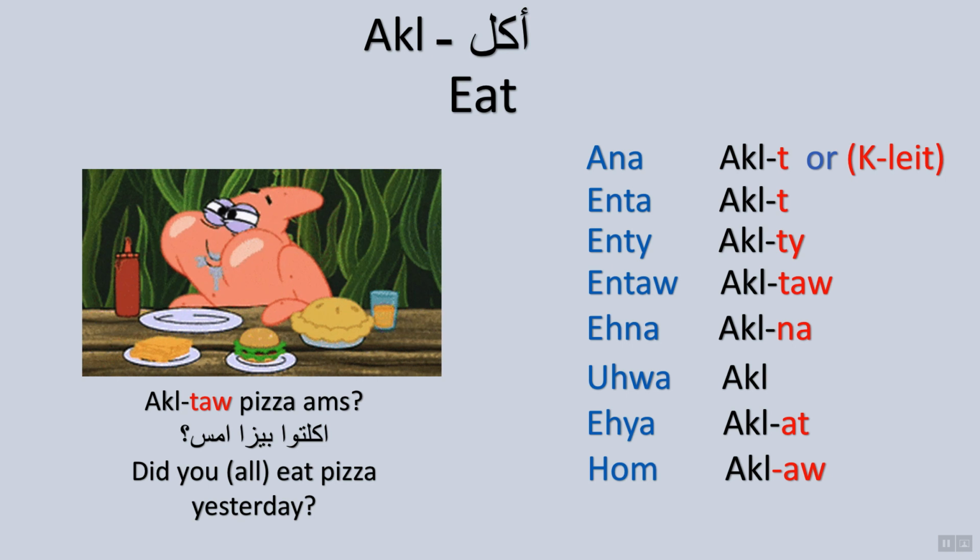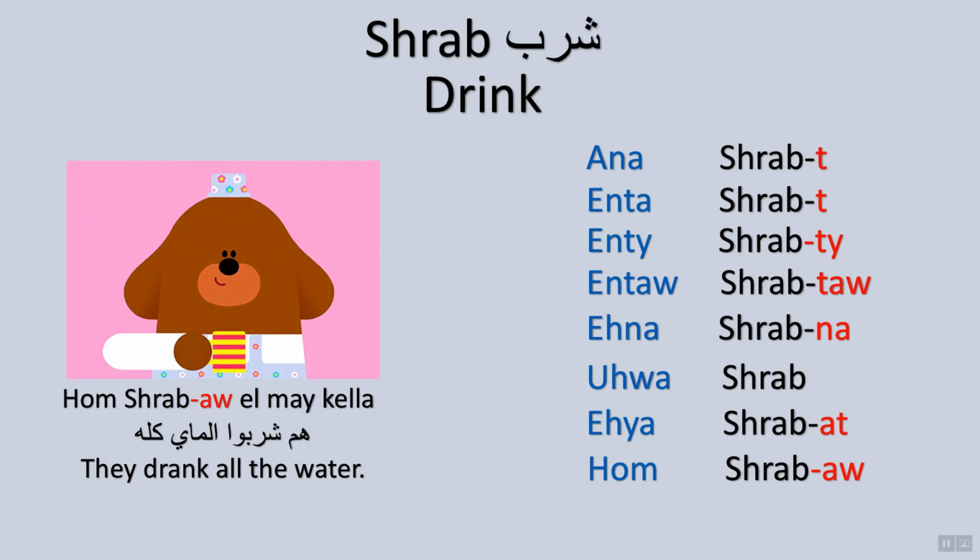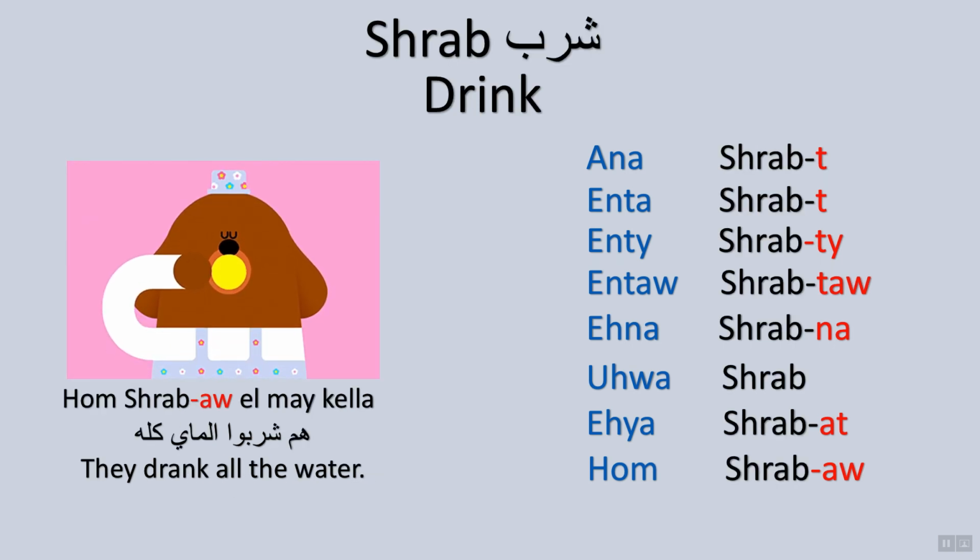And what would be an example for that? أكلتوا البيتزا أمس. Did you eat the pizza yesterday? Okay. أو كليتوا. It's the same thing. So usually they say أنا كليت in Kuwaiti. I ate, right? But you can say أنا أكلت or أنا كليت. And if you use any of these conjugations, you will also be fine.